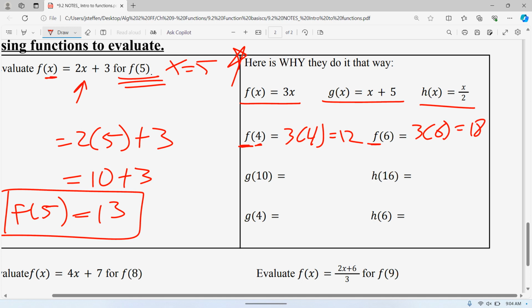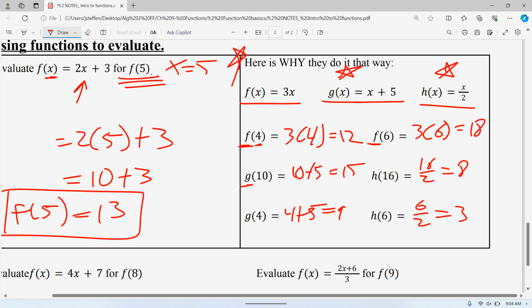But now the next one says g of 10. So now we're using the g equation. So we're using this one, and you're plugging 10 in. 10 plus 5 ends up being 15. H of 16, again, it's telling you what equation to use. You're using your h equation, and you're plugging in 16. 16 divided by 2 is 8. And it's a pattern. So we have g of 4, 4 plus 5 is 9. And h of 6, 6 over 2 is 3.